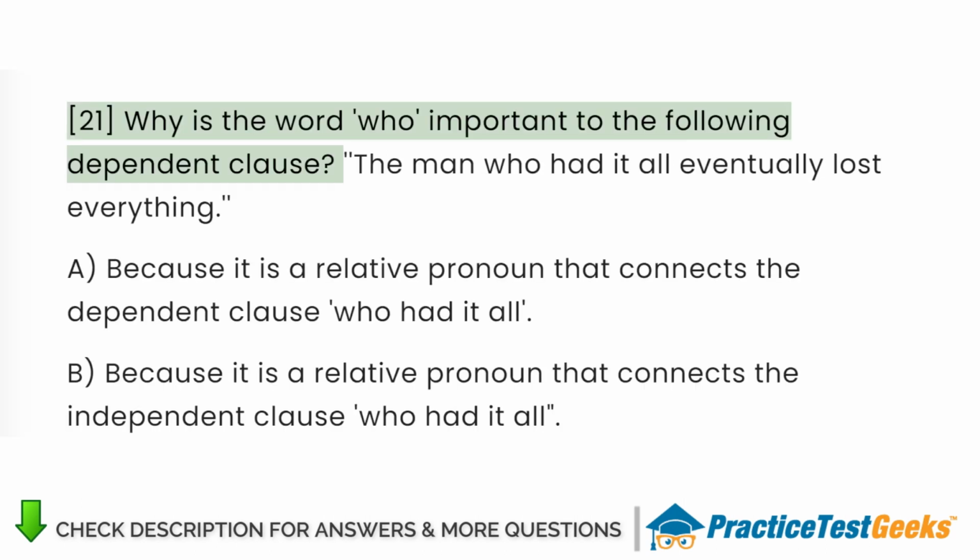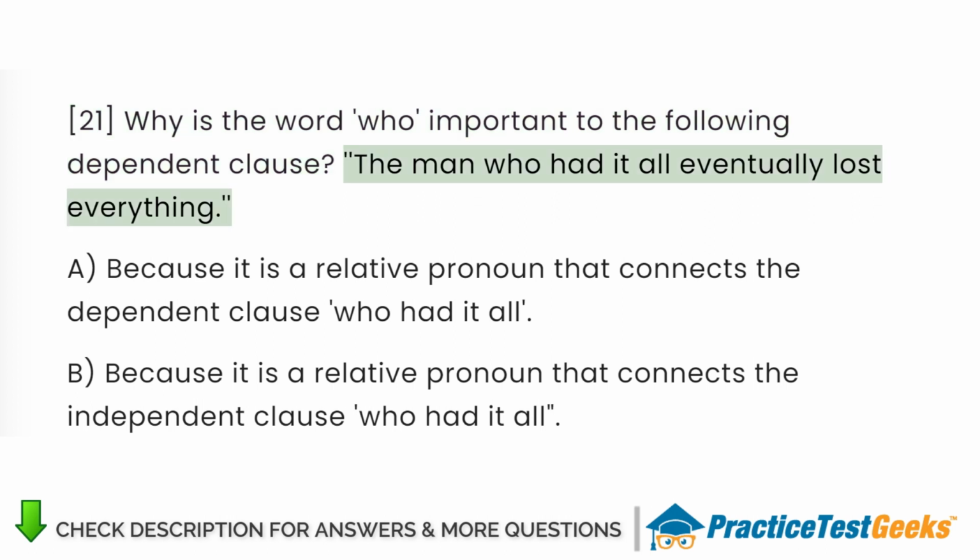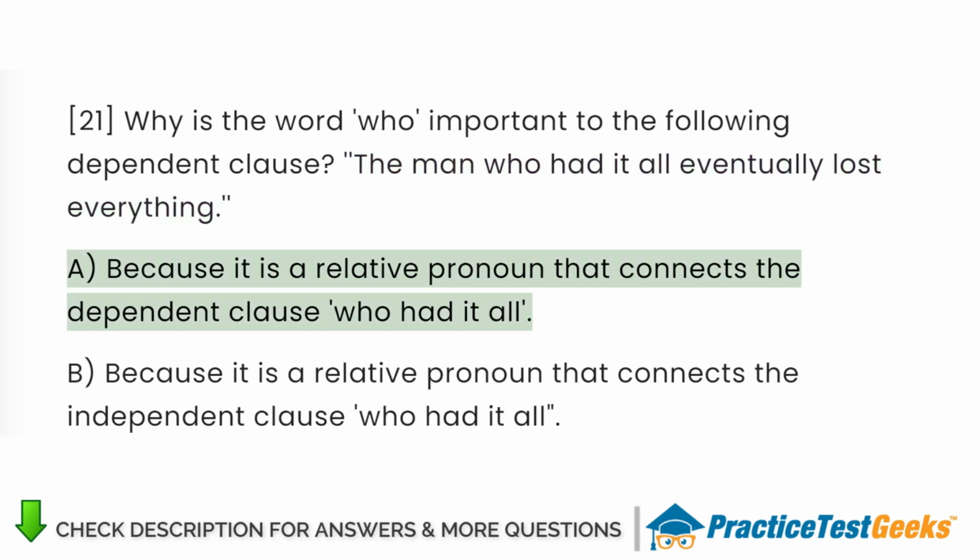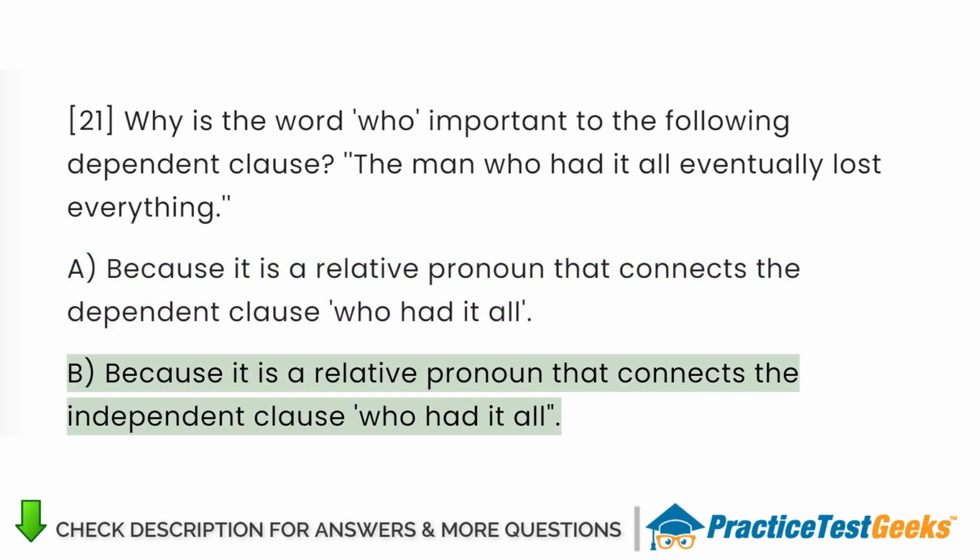Why is the word who important to the following dependent clause? The man who had it all eventually lost everything. A. Because it is a relative pronoun that connects the dependent clause who had it all. B. Because it is a relative pronoun that connects the independent clause who had it all.